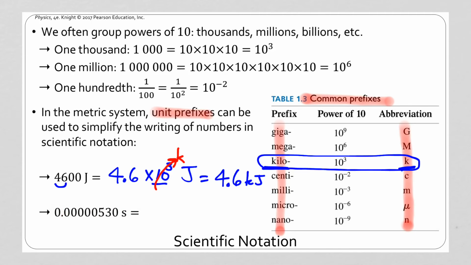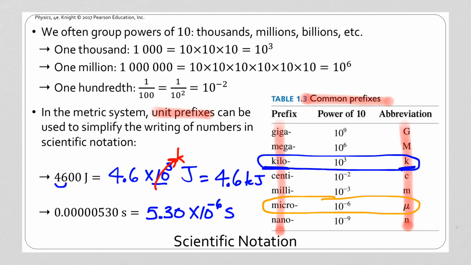We can do the same thing with this number. I have 5.30 times 10 to the negative 6 seconds, but 10 to the negative 6 has its own unit prefix. This is micro, and it uses a Greek letter mu. It looks something like an M, but it's different. It is a mu. And so I can replace this 10 to the negative 6 with a mu symbol there, and I can call this 5.30 microseconds. And again, it's a more compact way of saying it or writing it.